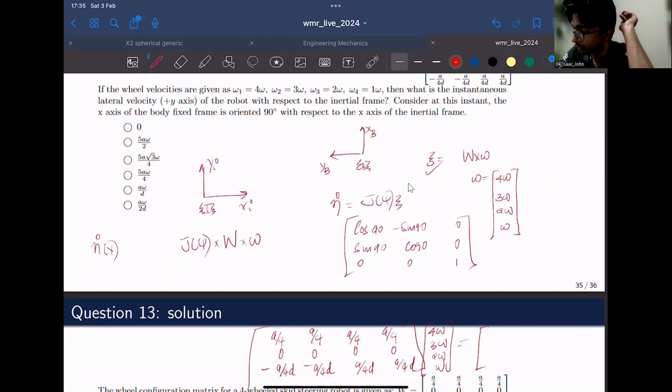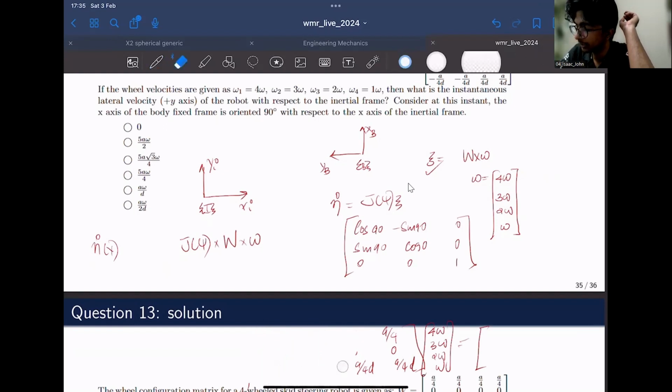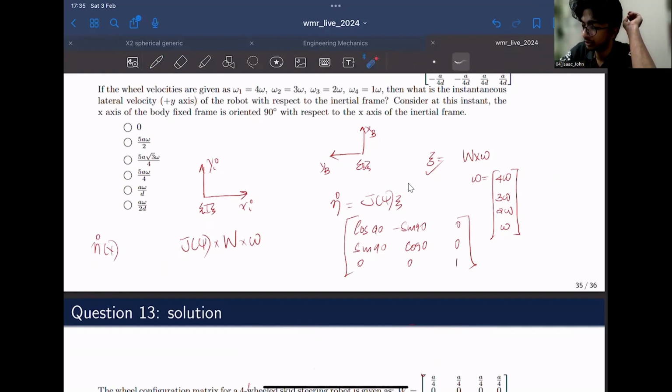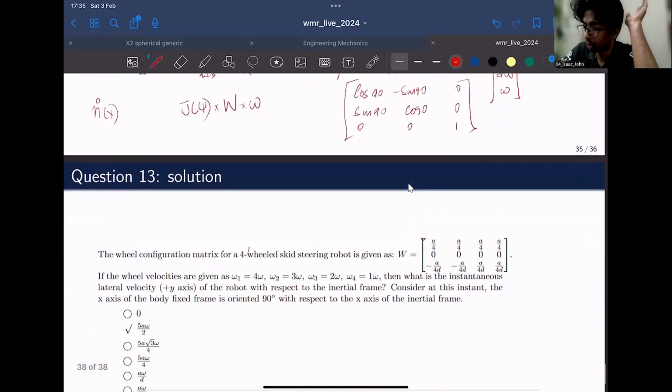And if you multiply this through, what will you get? Yeah, it's again a lengthy process, so I would rather leave it to you, right? It's only a matter of solving this expression, J of psi times W times omega. Because if you solve only this much, you will only get zeta. And if you pre-multiply zeta with this Jacobian matrix, you will get everything with respect to the inertial frame of reference. So again, once you do that, I'll give you the answer. The correct answer is, I think, option B, 5a omega by 2.